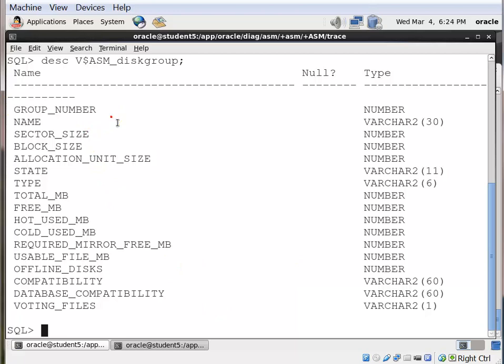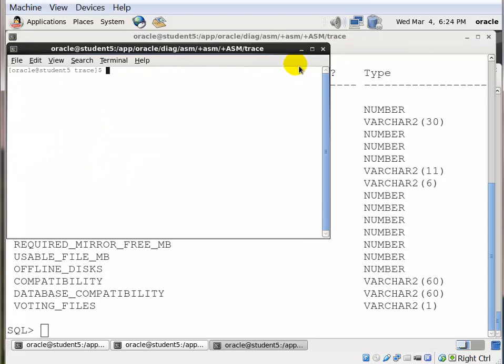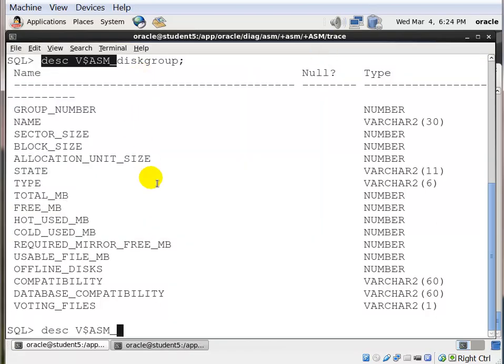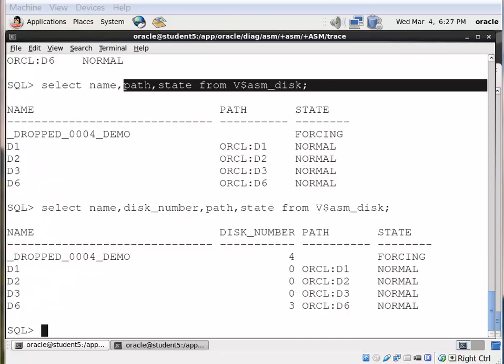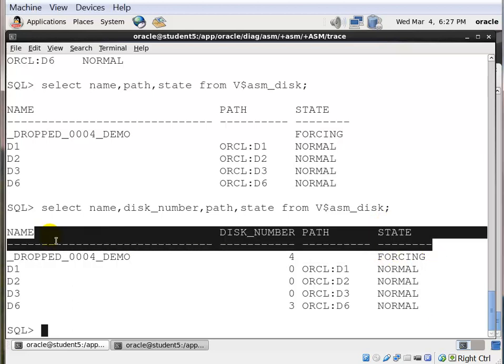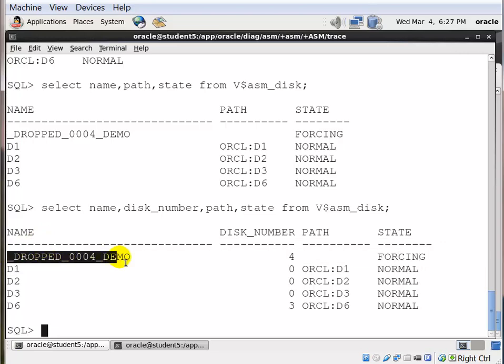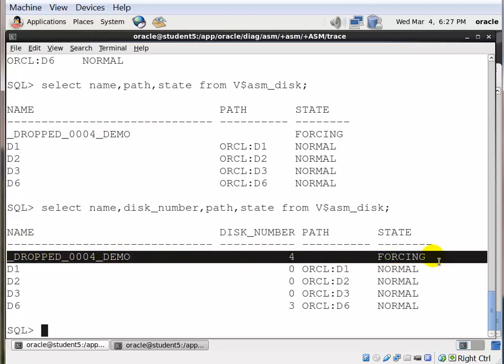We know it's the demo disk group, so it's fine. We don't need to search for that. We can also look at ASM disk. From these ASM disk group views, you can find out information about your disk groups and your disks. Look at the name and disk number. You can find out that one of the disks is currently indeed missing from ASM disk, and it's part of the demo disk group.